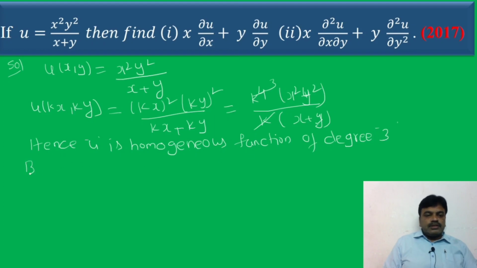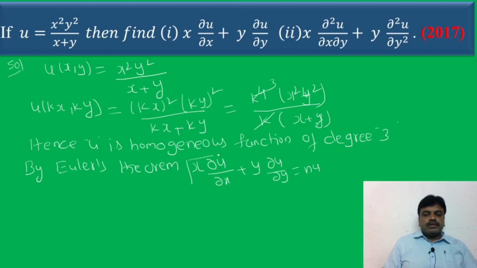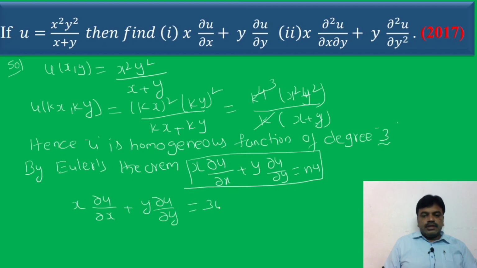So, by Euler's theorem, what is Euler's theorem? x ∂u/∂x + y ∂u/∂y is equal to nu. What, friends? x ∂u/∂x + y ∂u/∂y is equal to nu. What is the n value here? The n value is 3. So, x ∂u/∂x + y ∂u/∂y is equal to 3u, friends, 3u. This is the first one, friends.